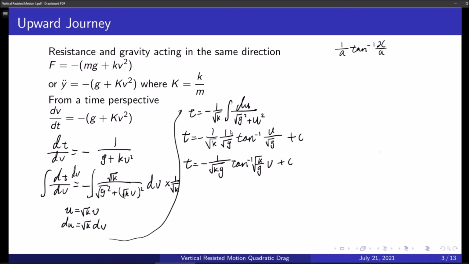Of course, if you want to find what c is, you just take the original value where t equals 0. We have our initial velocity v naught. So when t equals 0, we have negative 1 over square root of kg tan inverse square root of k over g v naught, plus c. Okay, which means c is obviously whatever this is.